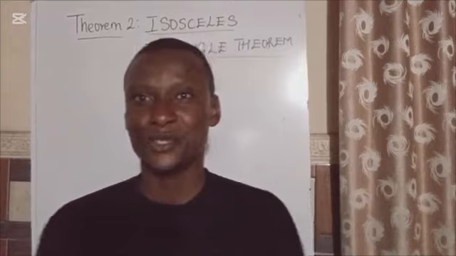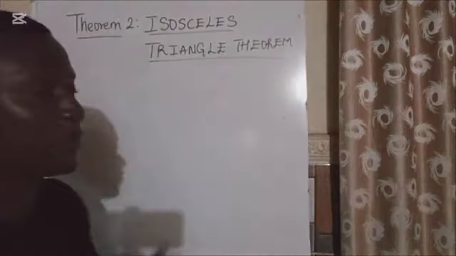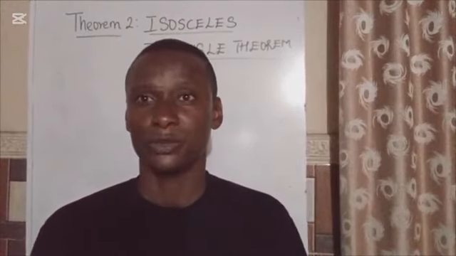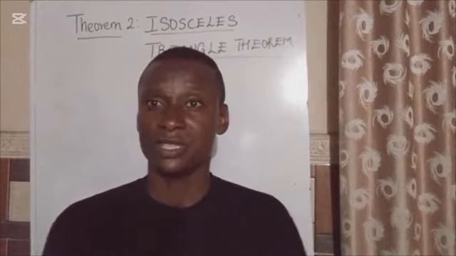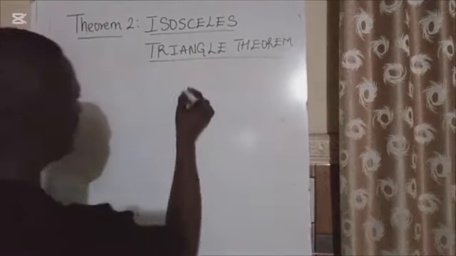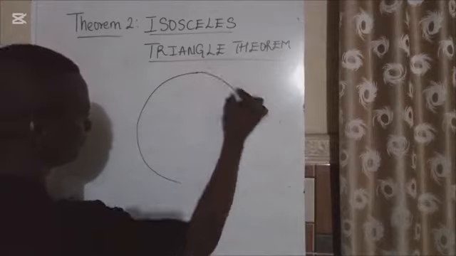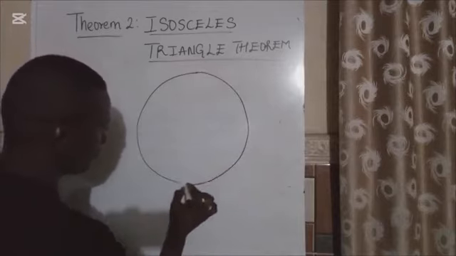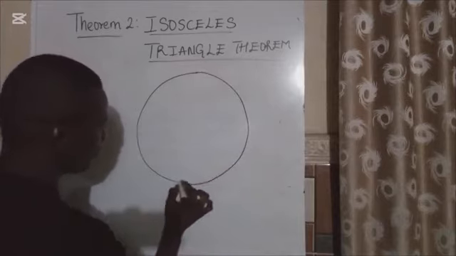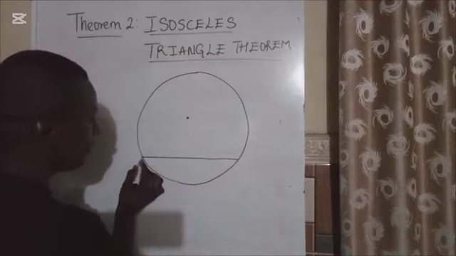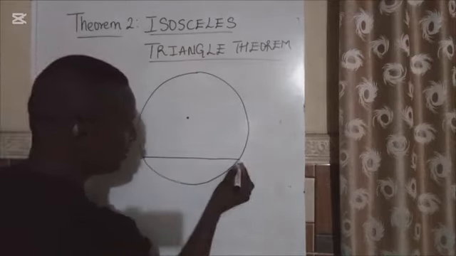Now let's delve into the isosceles triangle theorem. What do we know about the isosceles triangle theorem? When we say isosceles triangle theorem, it is something like this. I'll draw a circle. Now, in this circle, we have our midpoint here. We have a horizontal line being drawn from one circumference end to another circumference end.